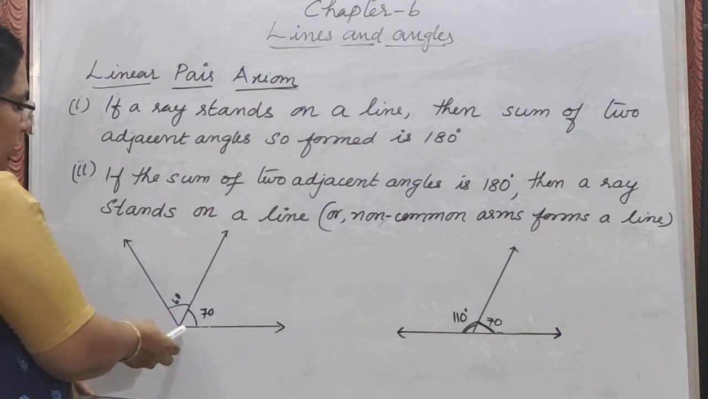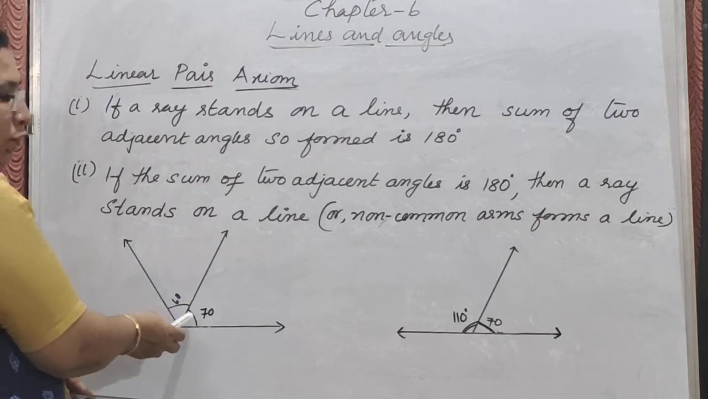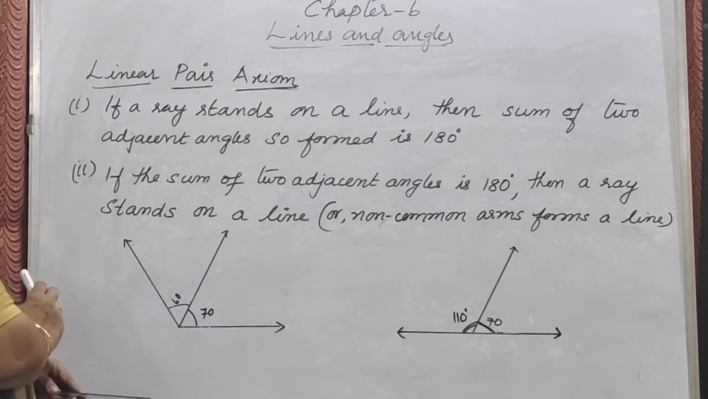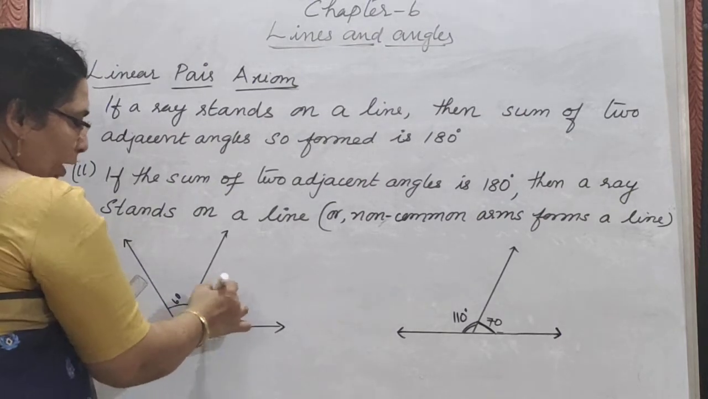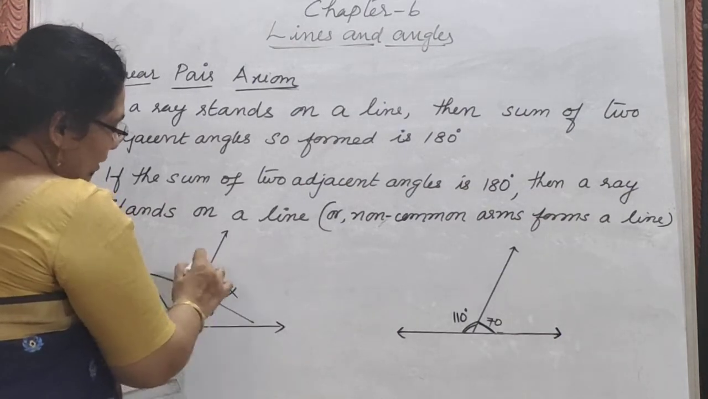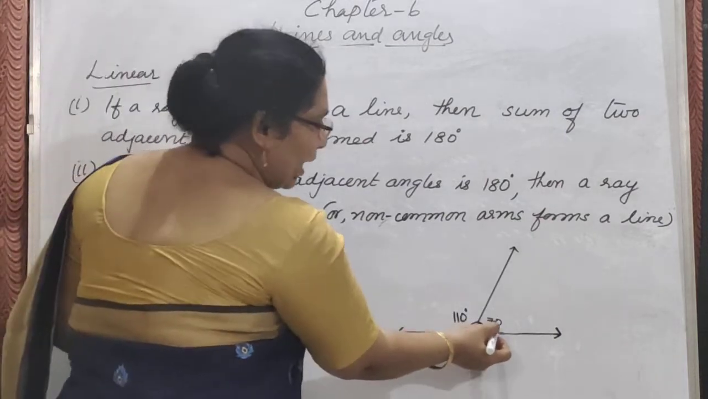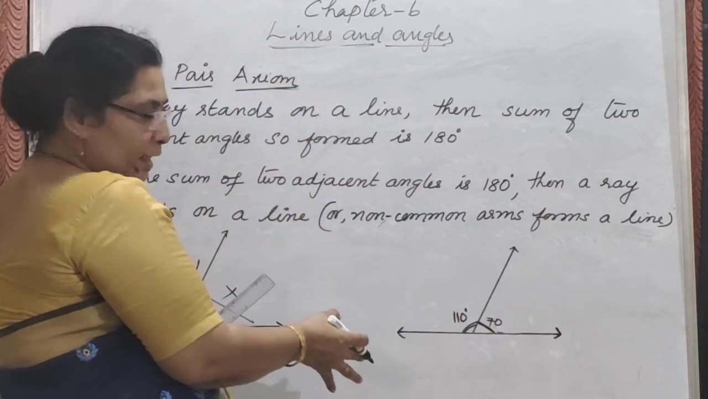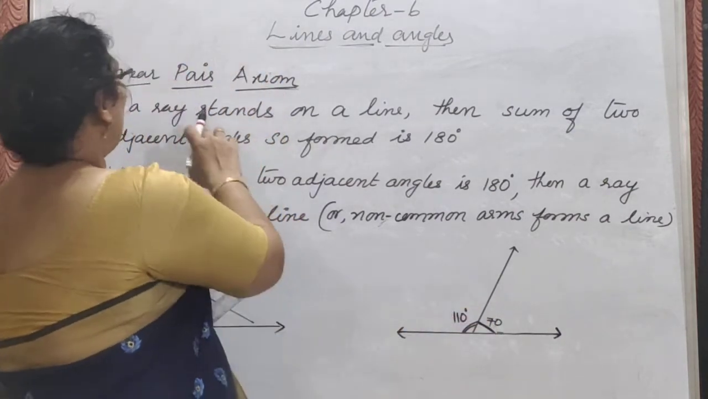Now here you see, here also I have a pair of adjacent angles, 60 and 70, but the sum is equal to 130 only. So this is not an example for the linear pair axiom. Now see this one, 70 and 110. The sum is equal to 180 degrees, and moreover these two are adjacent angles only. And what is the first statement?